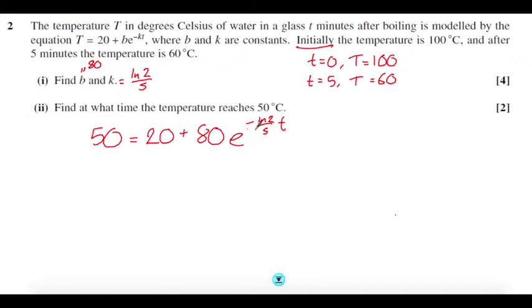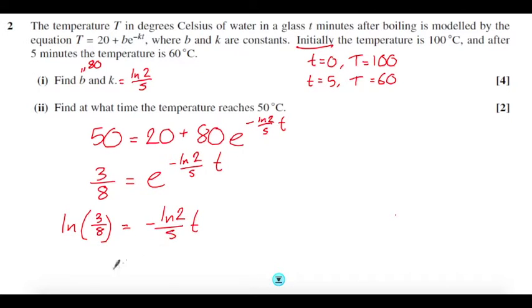Alright, so you're more than welcome to use 0.138 or whatever here, if you like. Similar to before, we're going to have to first of all get this bit on its own and then ln it. So 50 take away 20 is 30, so 30 over 80 is 3/8, which is going to equal e to the minus ln 2 over 5 t. So I'm going to ln both sides. I've got a ln of 3/8 here, and then this is going to become minus ln 2 over 5 t.